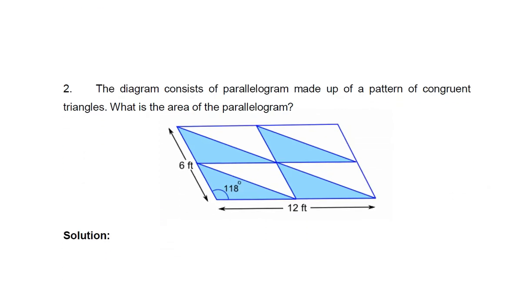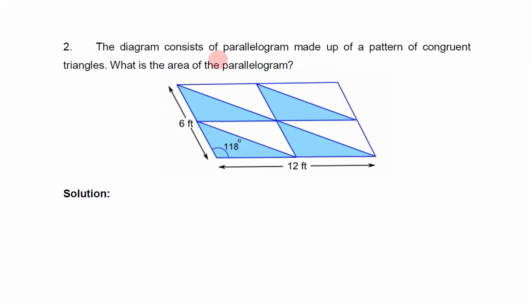So you are looking at the diagram. The diagram consists of a parallelogram. This parallelogram is made of a pattern of congruent triangles. What is the area of the parallelogram? It's just straightforward because we have this length and this length and we have the angle. So we can find this area, using the formula. Since we know this area, we just need to multiply by 2.